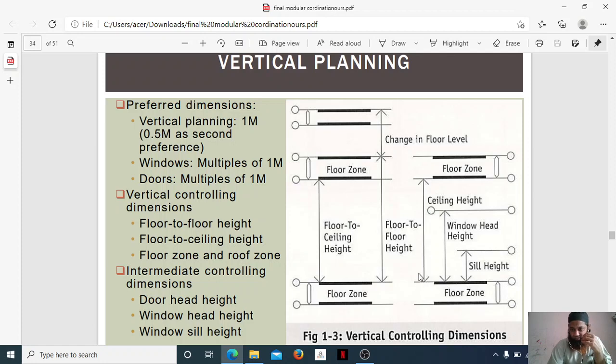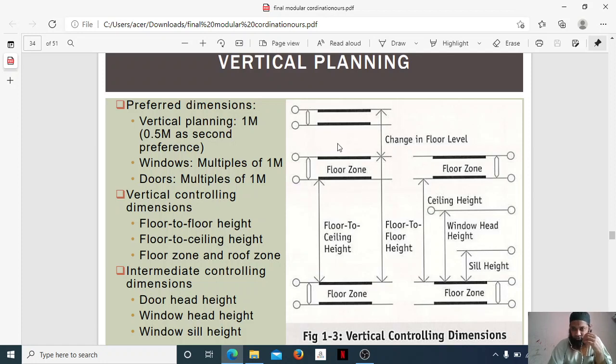You can see here ceiling height from this part to this part. Window height is also here. Ceiling height is also given here separately. Window head height. What will be the height of the window here? Even that has been marked. Sill height, from where we'll have to take the bottom of the window.